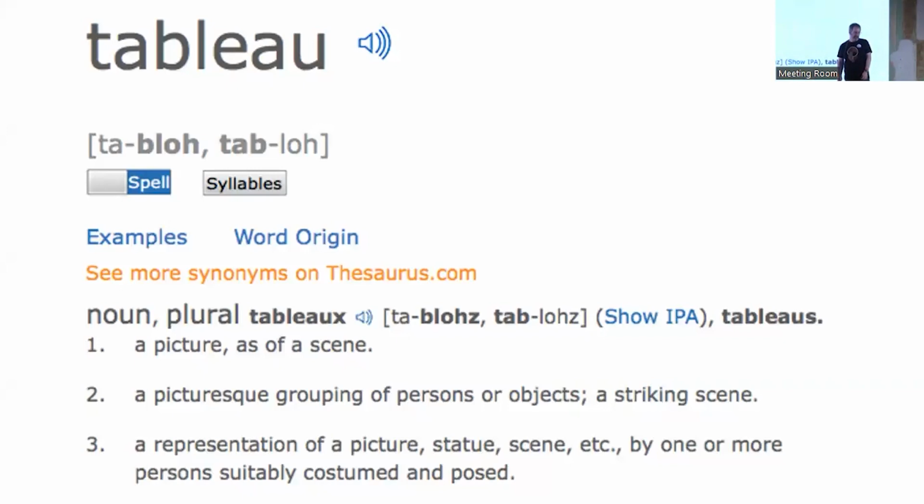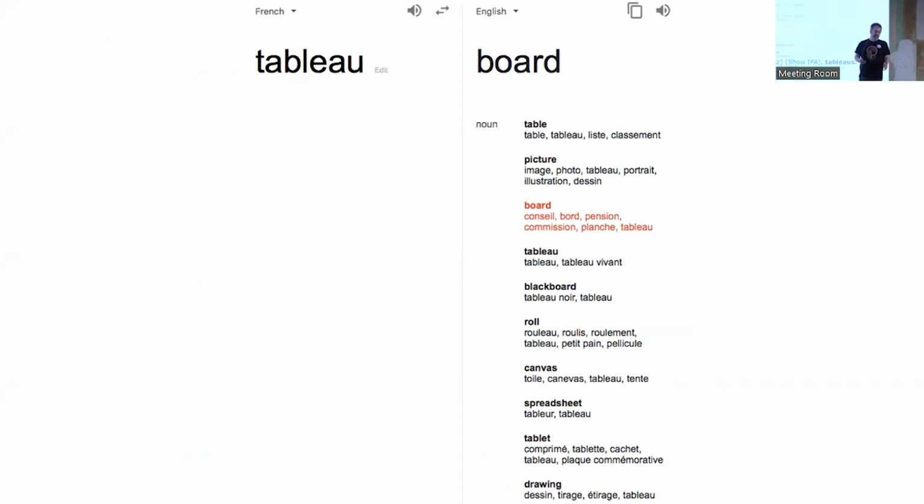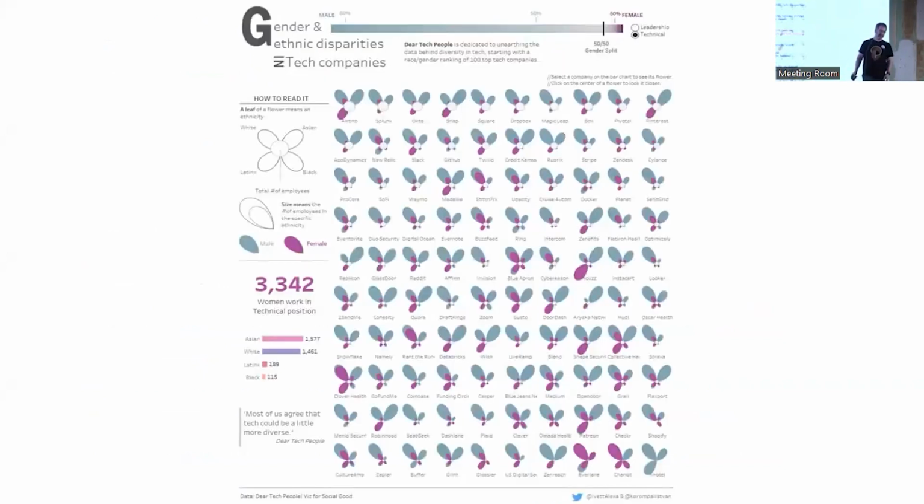So Tableau itself means a striking scene, a picturesque grouping of persons or objects. And if you look at it in French, it means a board. So we're talking about the blank canvas that you can create this striking scene on. So it's all about telling a story, if you like. Data visualization is about telling a story using pictures.